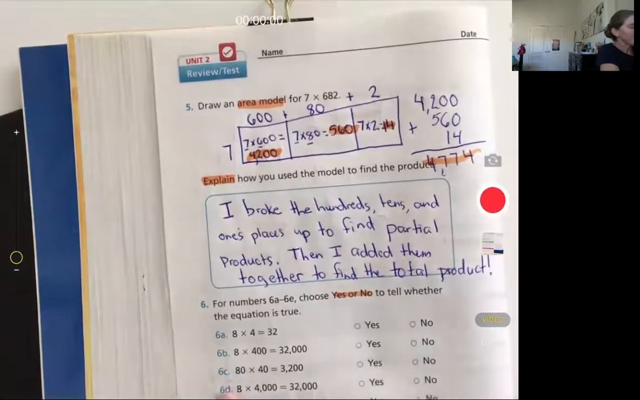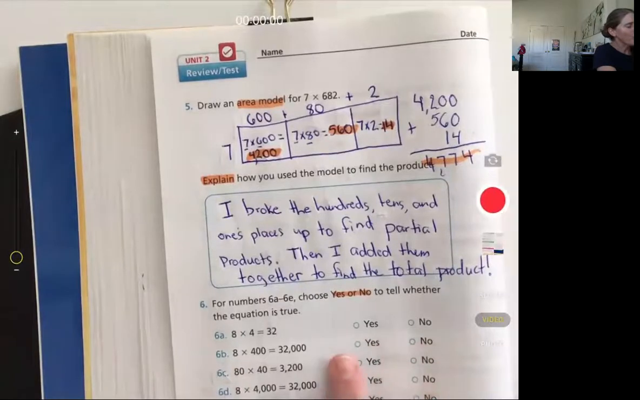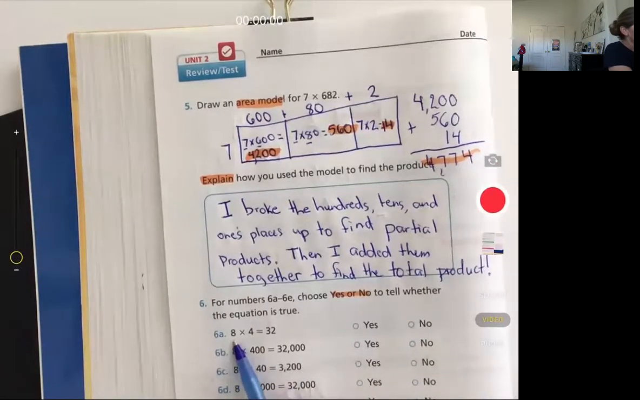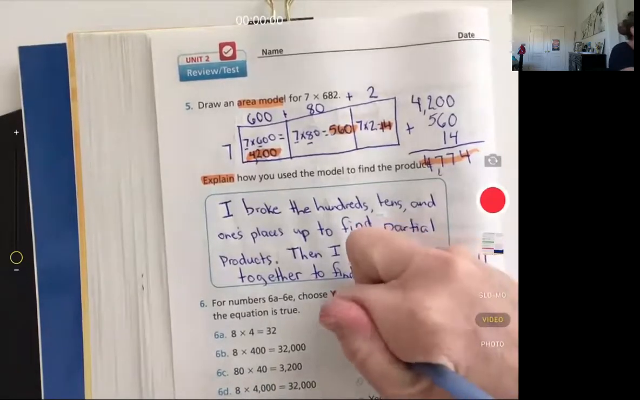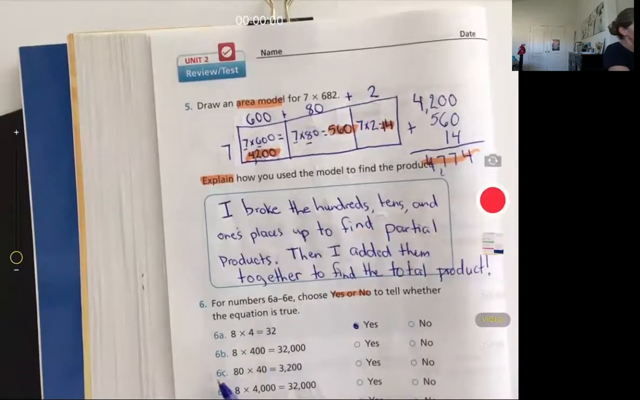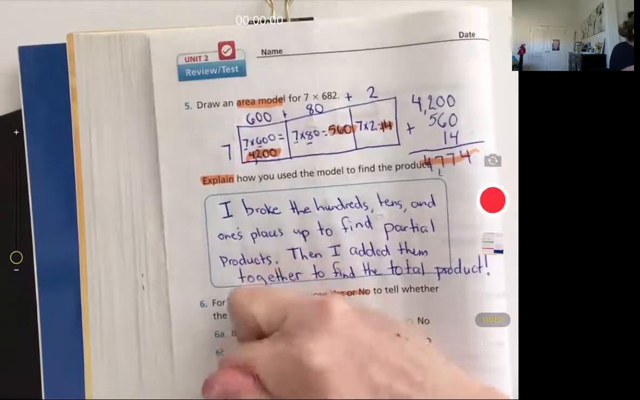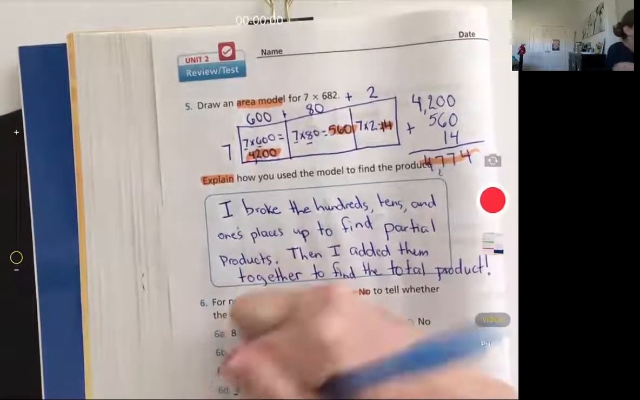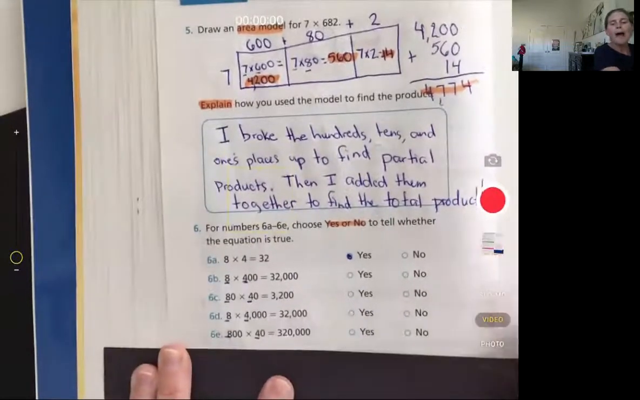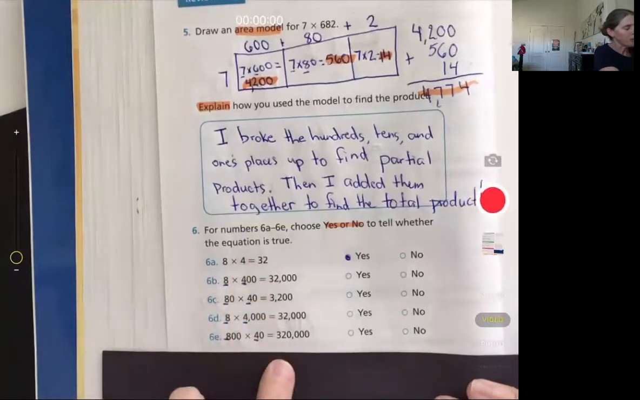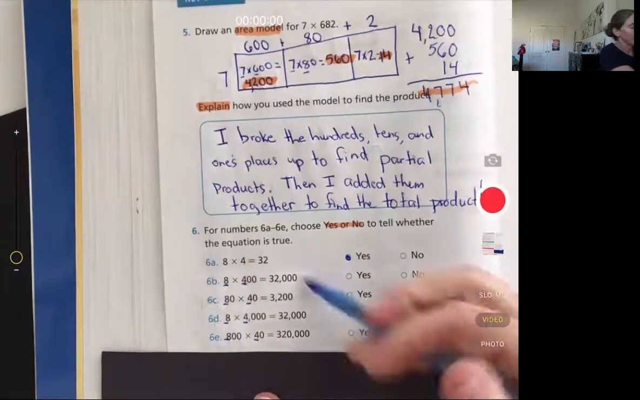There it is. Okay, for number 6, we have to say yes or no after we read each equation. Let's see if it's true. Number 1, or letter A, 8 times 4 is 32. I hope that's very easy for you. Definitely yes, that's straightforward. Okay, letter B. I'm always going to look at the whole numbers. You guys are going to see 8 and 4 are your whole numbers throughout. We already know they should all be starting with 32 or 3 and 2, okay, which they do.